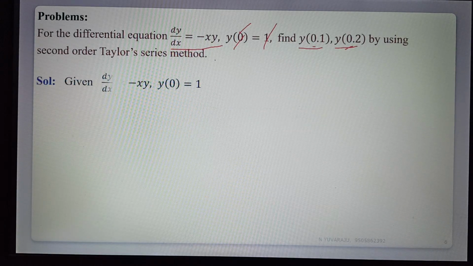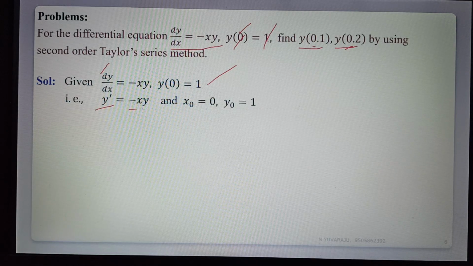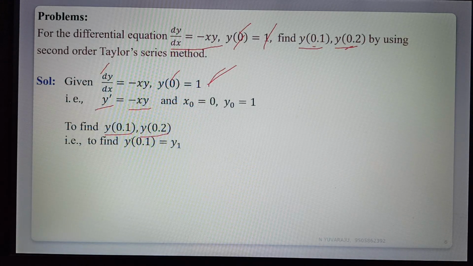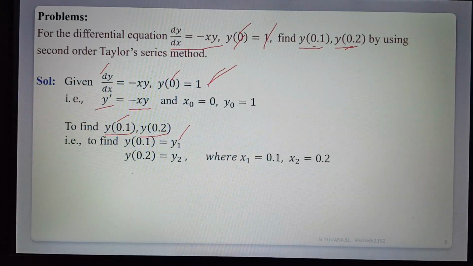So that is equal to here. The given differential equation, dy by dx, means y dash here, y dash is equal to minus xy. So here x naught is equal to 0, y naught is equal to 1. So to find y of 0.1 and y of 0.2, y of 0.1 is equal to y1 at x1 is equal to 0.1, and y of 0.2 is equal to y2. So x1 is equal to 0.1, x2 is equal to 0.2. So the x values are 0, 0.1, 0.2.